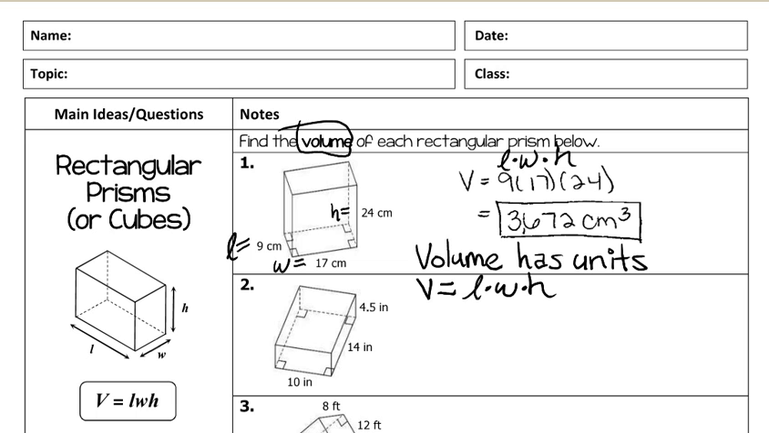So again, volume has units cubed with a 3. So it's pronounced units cubed. Just like that. Now, volume equals length times width times height. Now here, we're going to pick our length to be 14. And we're going to pick our width to be 4.5. And then the leftover will be height, 10 inches.